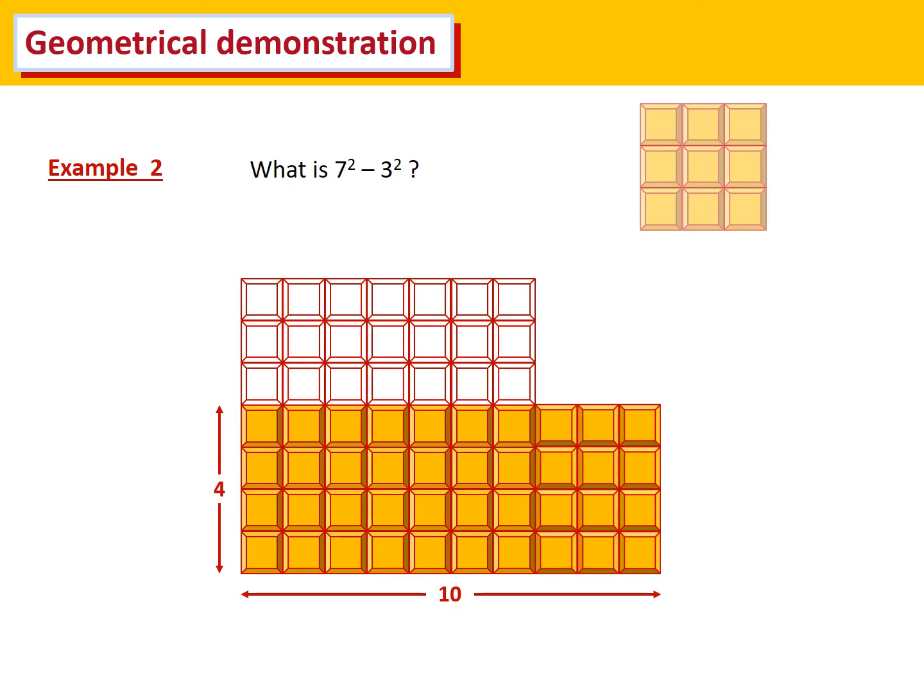But where did we get the 4 from? The 4 is the original 7 minus these 3 squares. And where does the 10 come from? The 10 is the original 7 squares with these 3 added on. So in fact, the dimensions of our rectangle, 4, is actually 7 minus 3, and our length of 10 is actually 7 plus 3, which means we can write 7 squared minus 3 squared as 7 plus 3 brackets 7 minus 3.